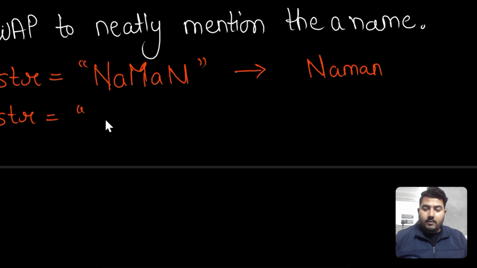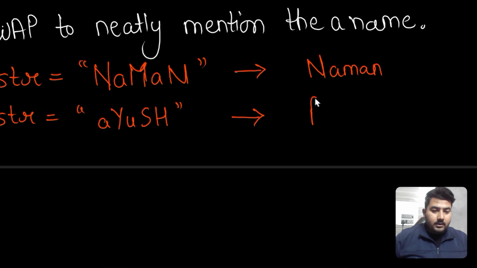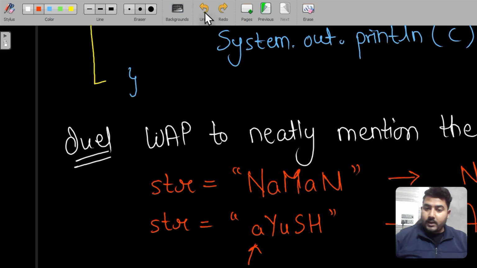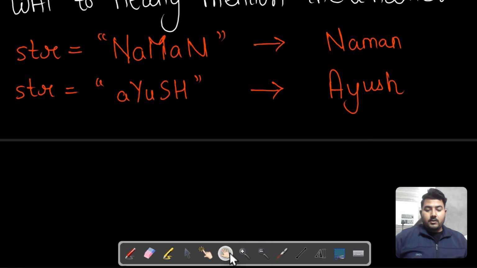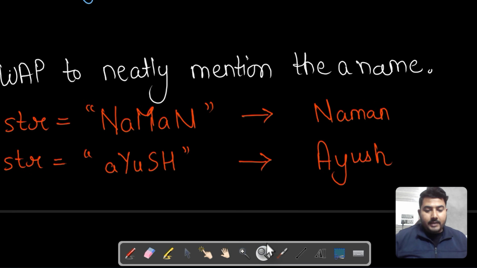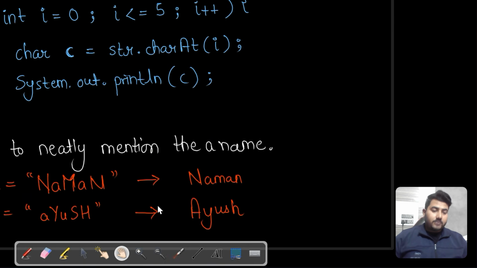Let's suppose I have another name, Ayush. Here in this case as well, your correct answer will be Ayush. Initial letters could be small as well. Try to solve this problem by yourself, and it will help you understand this string concept in a much better way.